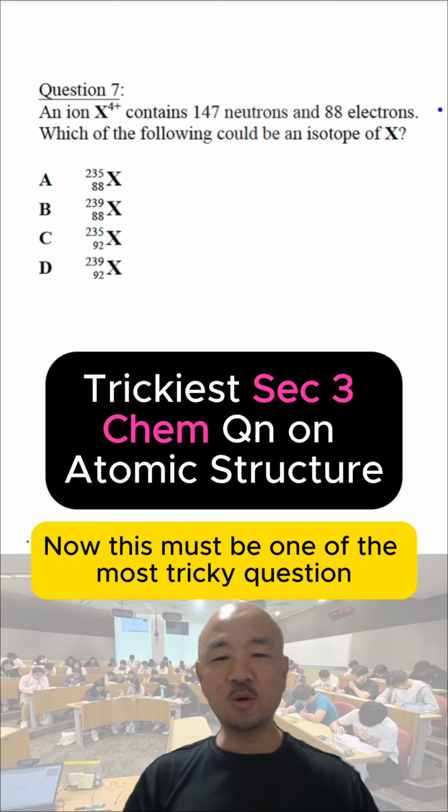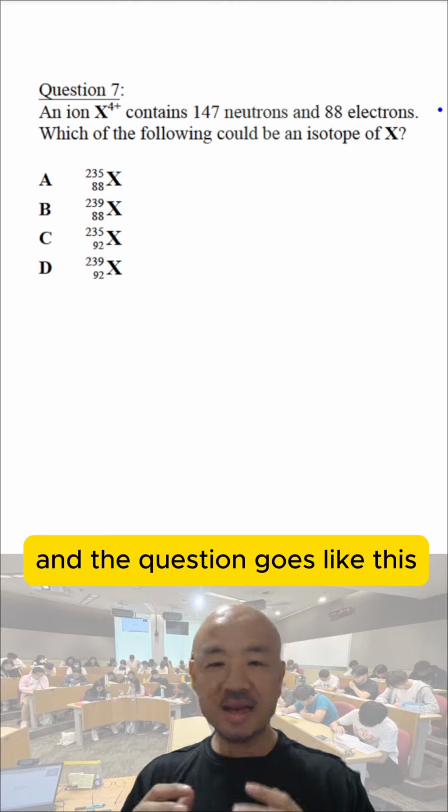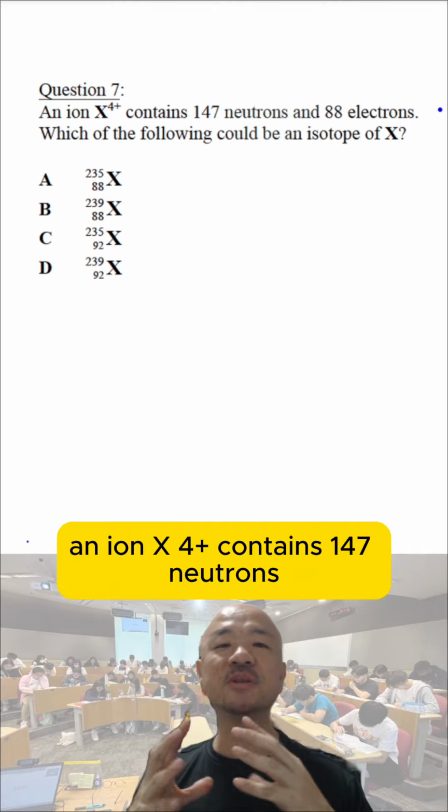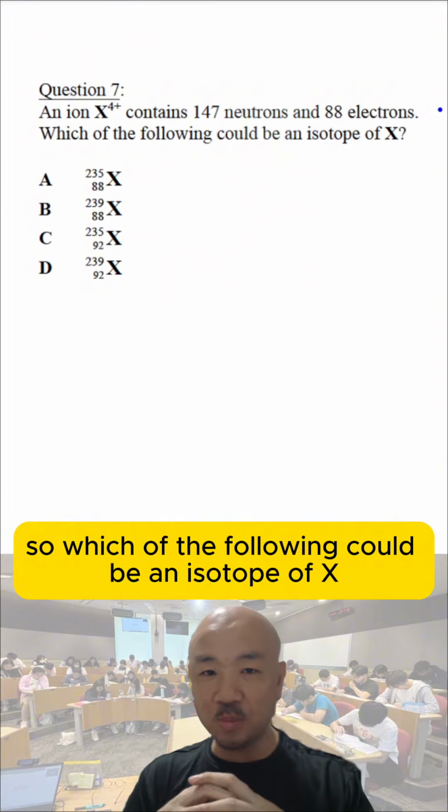Now, this must be one of the most tricky questions I've seen in the topic of atomic structure. And the question goes like this. An ion X4+ contains 147 neutrons and 88 electrons. So which of the following could be an isotope of X?